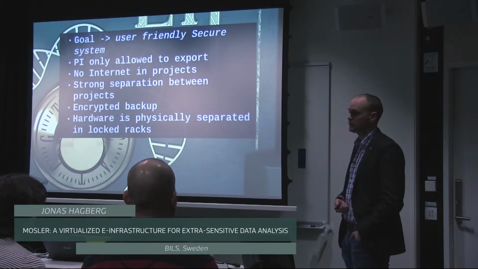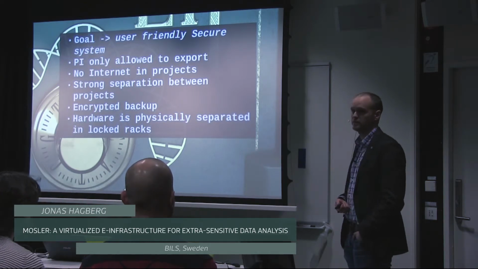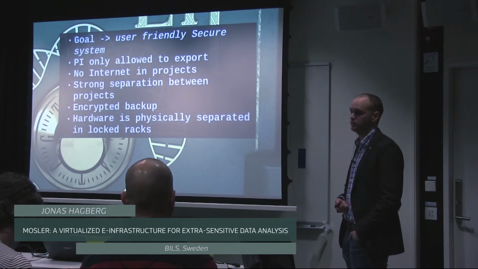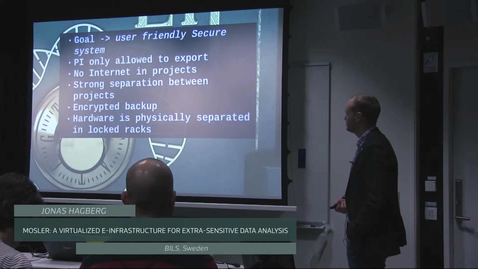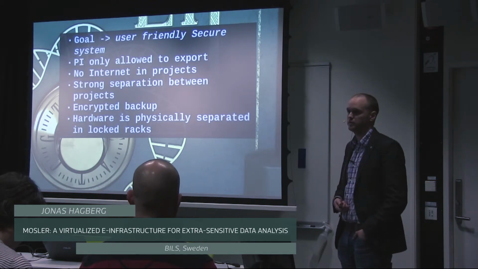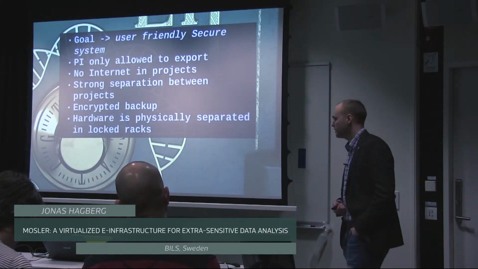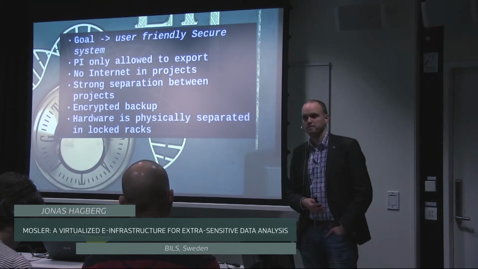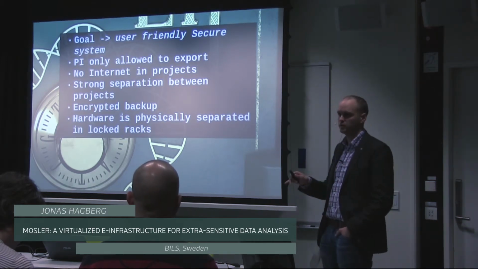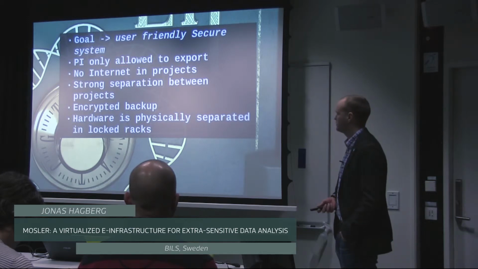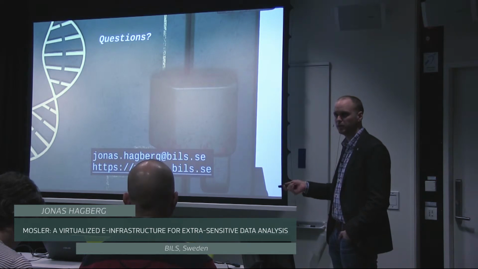We have no internet connection at all in the projects. We have very strong separation between projects. Each project is on a separate virtual LAN on its own network. All the backups of the data are encrypted. And the hardware is physically separated in locked racks in the BMC basement here. There's a high security level compute room. Yeah, any questions, or do you want a demo first?